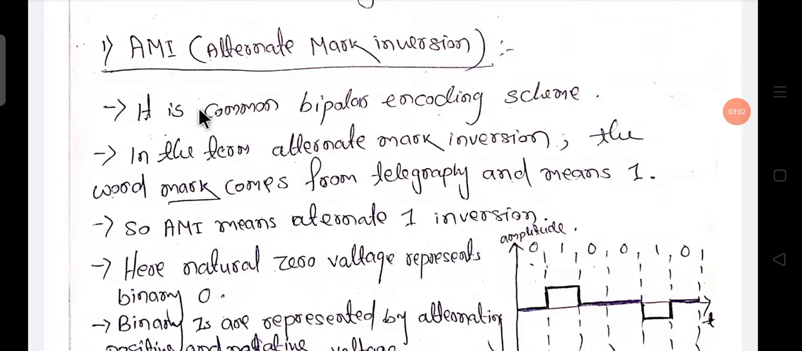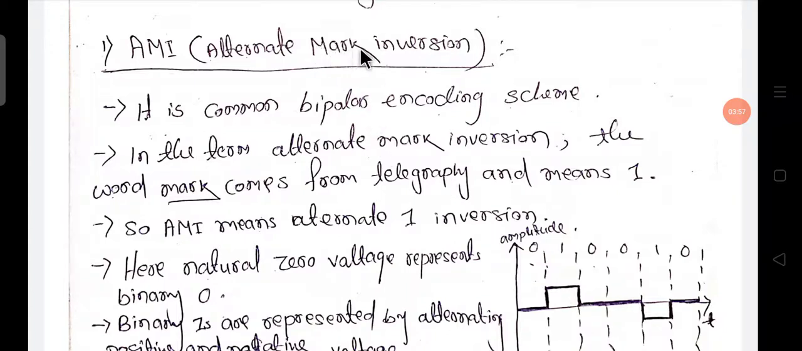It is a very common bipolar encoding scheme. This AMI is a commonly used bipolar scheme. In the term alternate mark inversion, the word mark comes from telegraph, one type of way of transferring information.